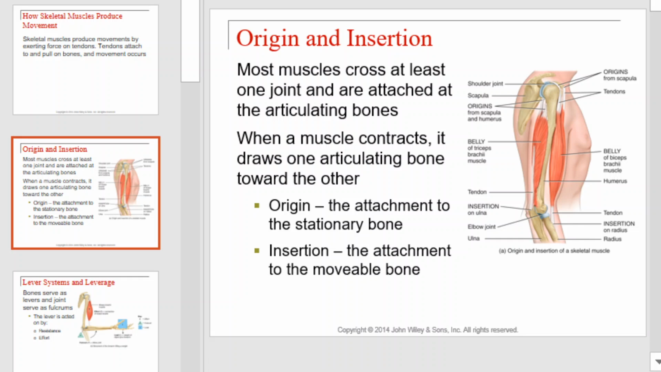Origin and insertion. Most muscles cross at least one joint and are attached at the articulating bones. When a muscle contracts, it draws one articulating bone toward the other. The origin is the attachment point to a stationary bone, while the insertion is the attachment point to a movable bone. Take a moment to examine the diagram at the right and identify both the point of origin and insertion for the muscles illustrated there.